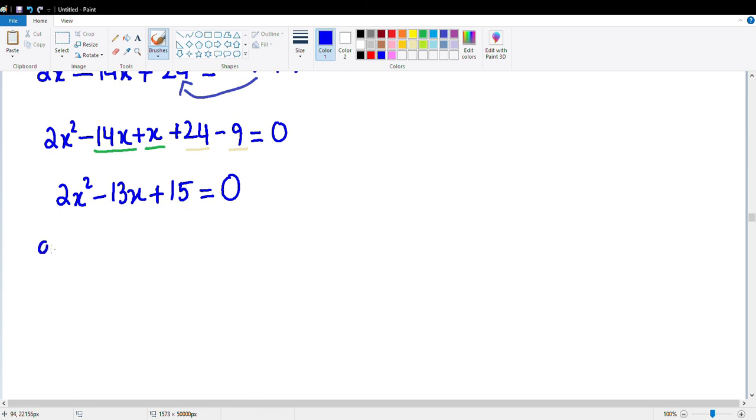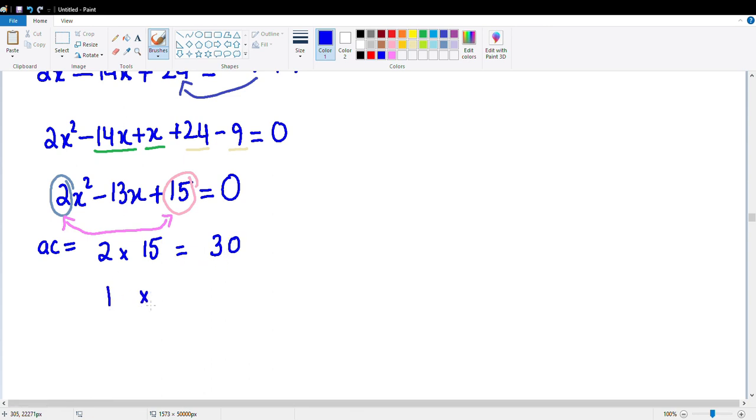Where is AC? AC over here, A is 2, the coefficient of the squared variable, and C is the coefficient 15, positive 15, so plus 15, and we have to multiply them. Doing that, we'll get 2 multiplied by 15, which will equal positive 30. And now let's factorize 30.